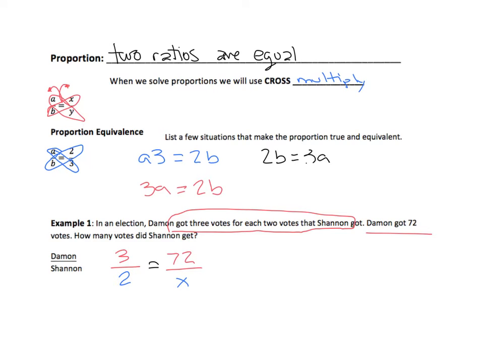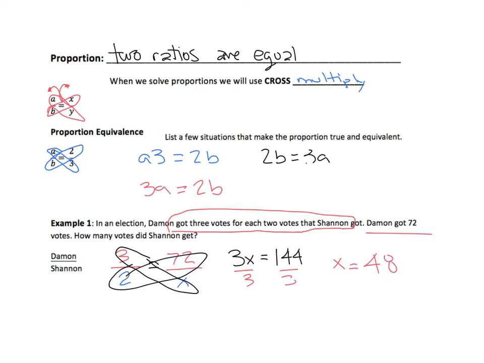All right, so now we're just going to simply cross multiply. So 3 times x is 3x. 2 times 72 gives you 144. Solving for x, we're going to divide by 3. And we get x to be 48 votes for Shannon.